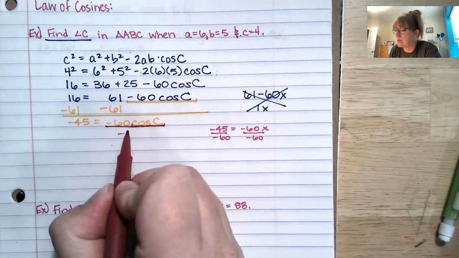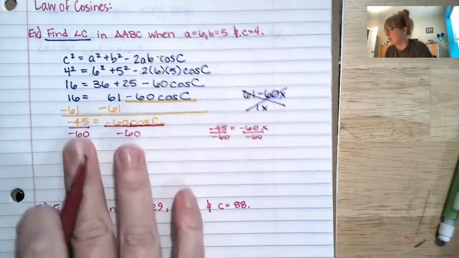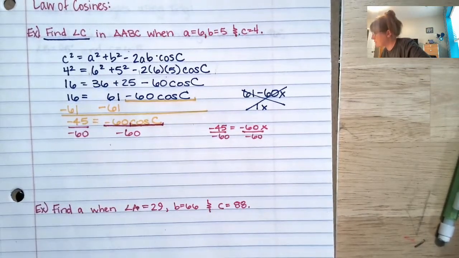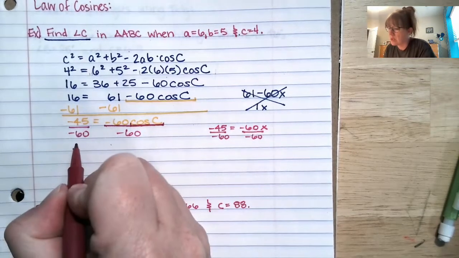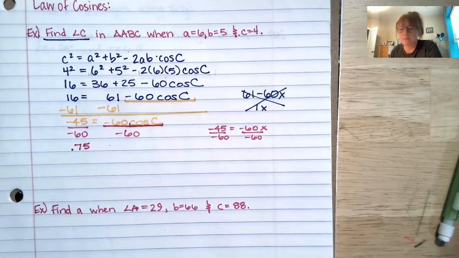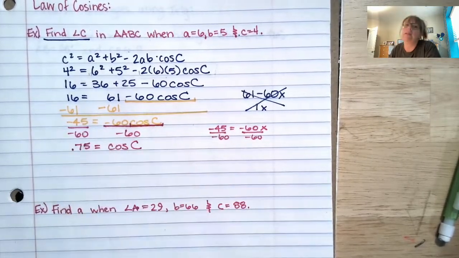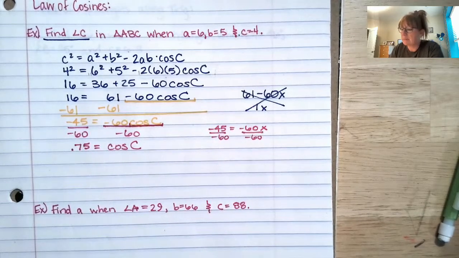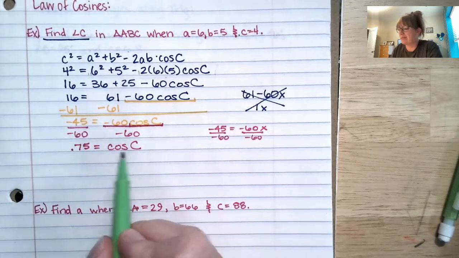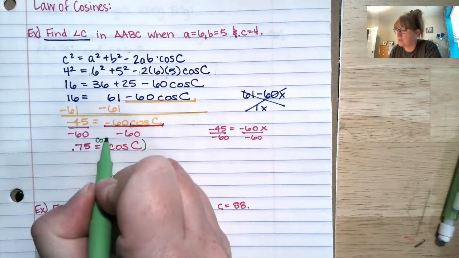So in this case, we're going to divide by a negative 60. Okay, so negative 45 divided by negative 60 is 3/4. So we get 0.75 equals cosine C. We need to find C, which means we can't divide by cosine, it doesn't exist, but I can sure cos inverse both of those sides.